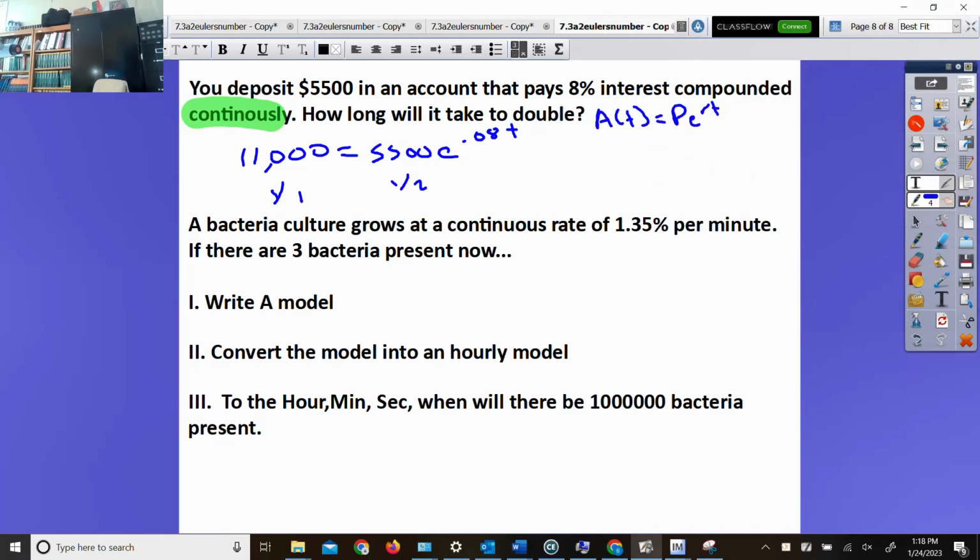All right, here's a better use for Pert. If you were to run an experiment and you gave a bacteria culture an unlimited amount of resources, it would grow forever and ever and ever. You understand that? All right, so a bacteria culture grows at a continuous rate of 1.35% per minute. If there are 3 bacteria present now, part 1, write a model. You need a model. And I do see, by the way, the word continuous. So it's all about Pert.